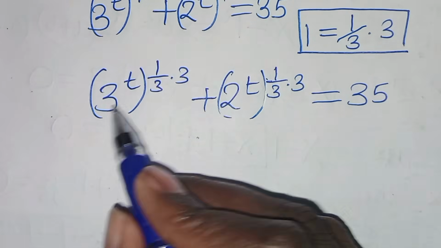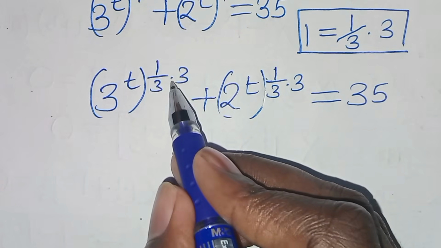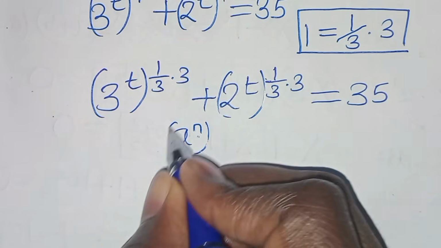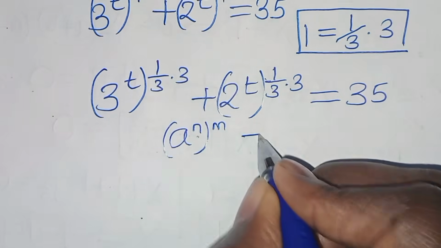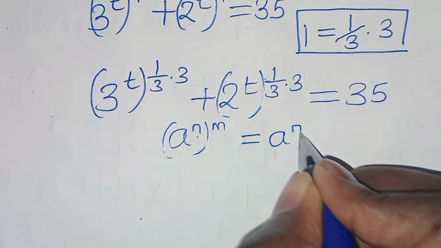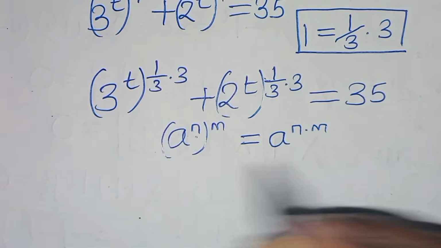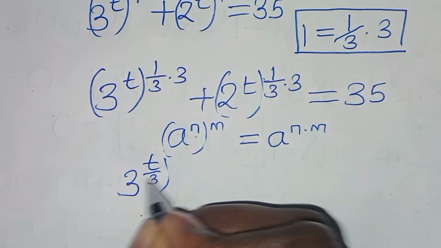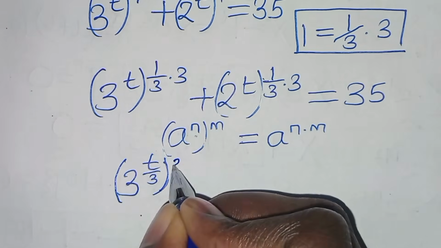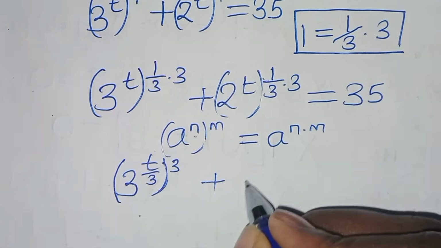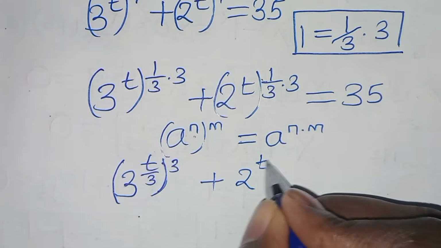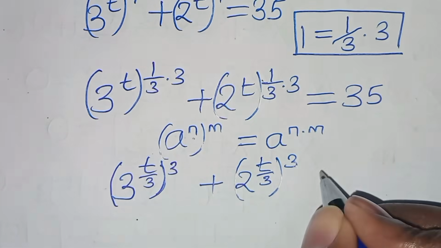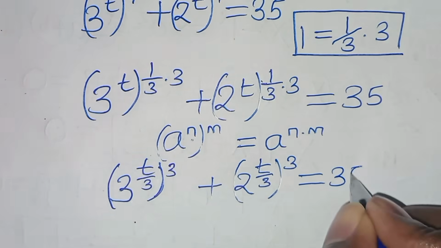Now, you find that 3 to the power of t raised to the power 1 over 3 times 3 is in the form of a to the power n raised to the power m, which we can express as a to the power n times m. Now, in this case, we'll have here 3 to the power of t over 3 raised to the power 3, then plus 2 to the power t over 3 raised to the power 3. This is equal to 35.